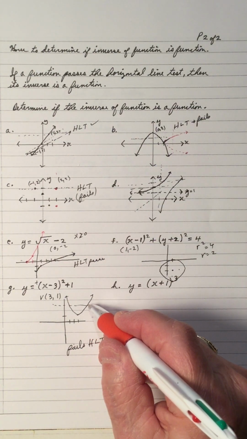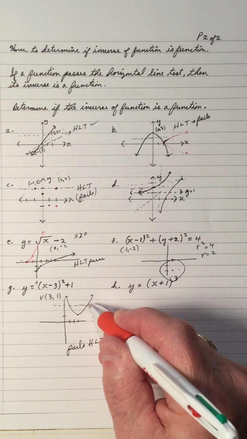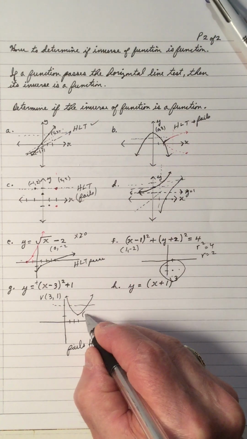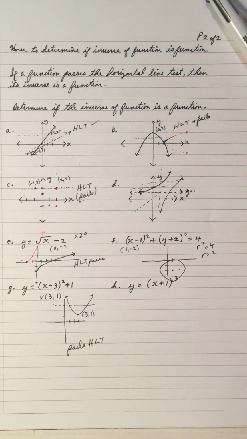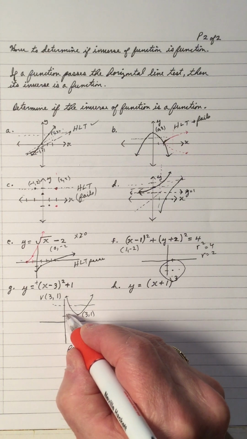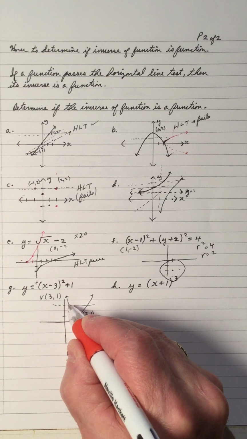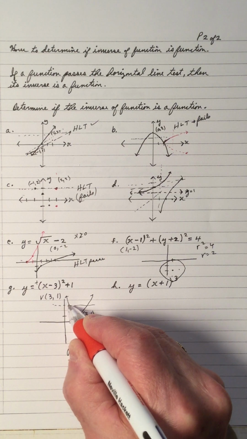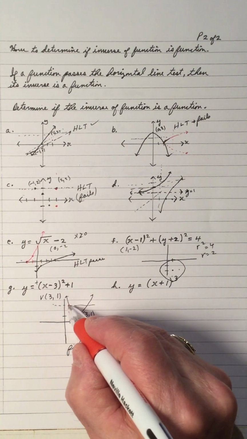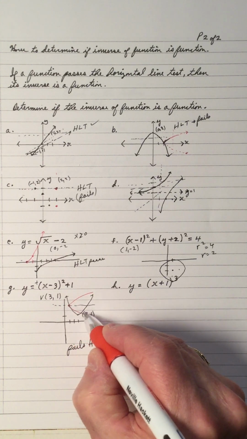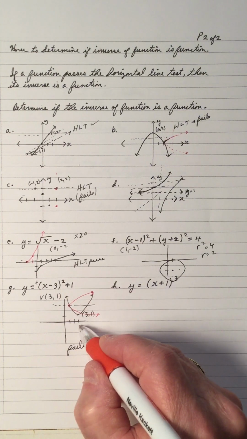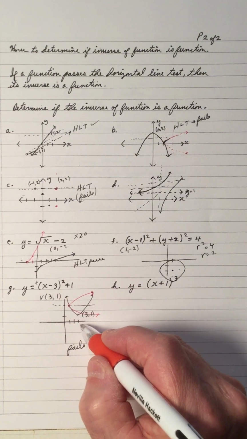Because if you did the inverse of this one, this point here is 3, 1. So that means the inverse is 1, 3. Let's say 1, 3 is right there. So this one will go this way. There's its inverse. So that horizontal line becomes a vertical line, so it fails the vertical line test.